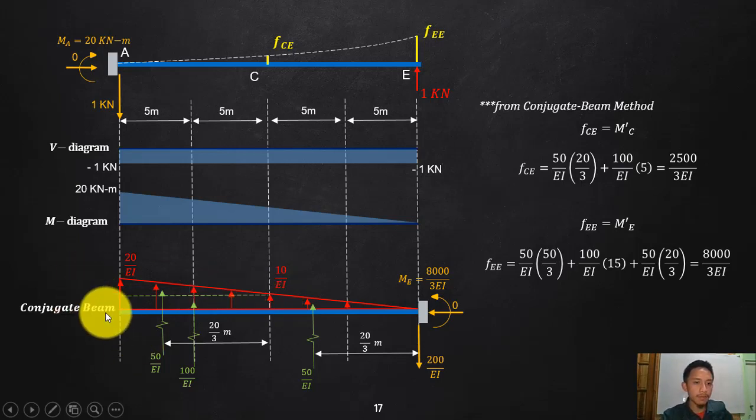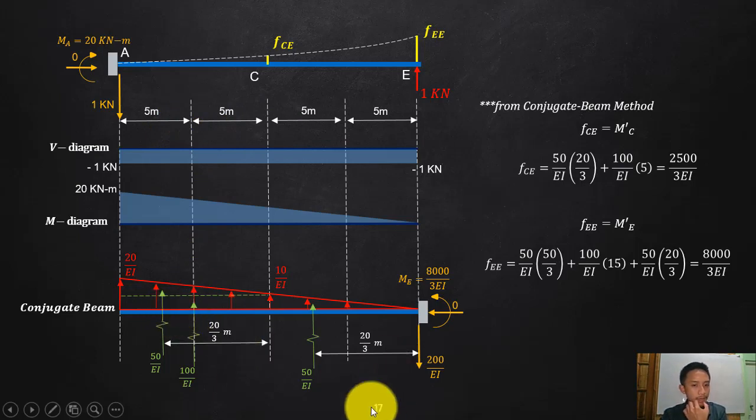Again, my conjugate beam goes from fixed to free and then free to fixed. Then again, summate moment at C. So what are the forces? I will break this down into a rectangle and a triangle. So this is the triangle, this is the rectangle. The centroid of that is 2/3, since that is the vertex, so that is 20/3, and that is exactly at the middle, so that is 5.